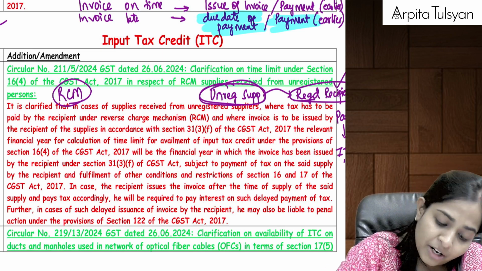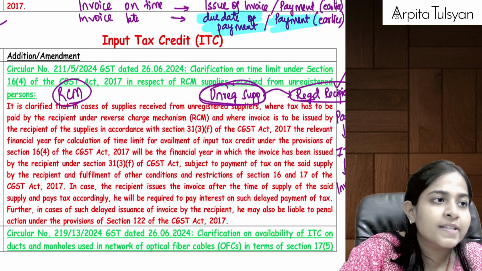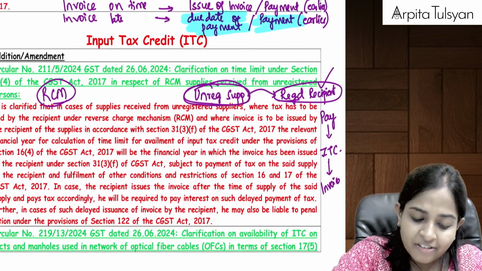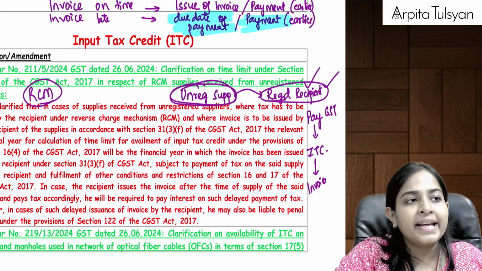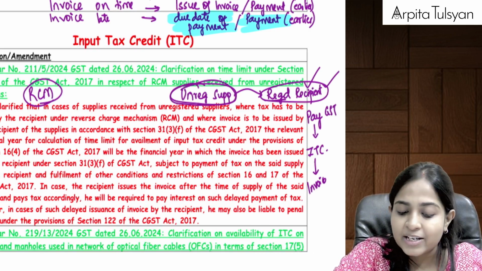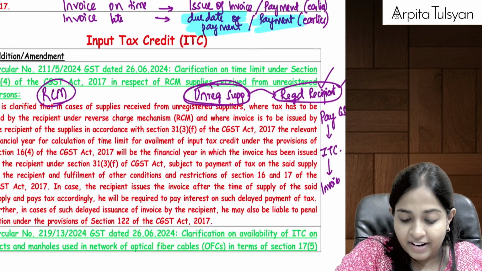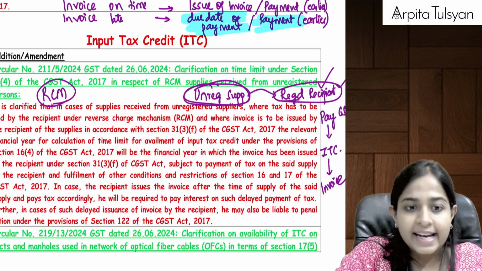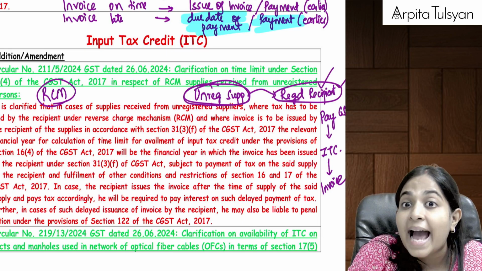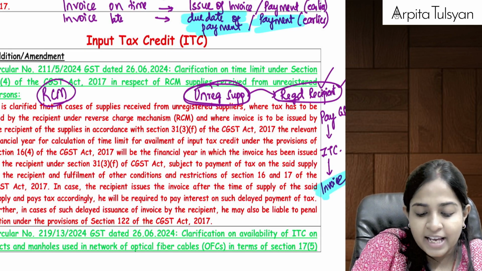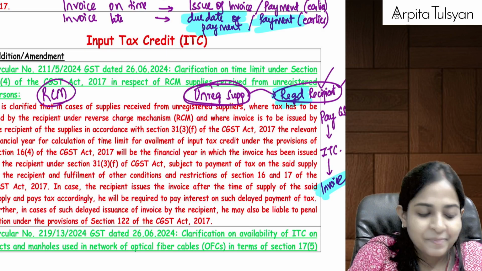Okay, now, for taking the ITC, can we say invoice is required? Yes, again I will repeat, this registered recipient will pay the GST. After paying the GST, it will take the ITC on the same, and whenever we are taking the ITC, we need the invoice. So here, proper tax invoice will be issued by whom to whom? Proper tax invoice can be issued only by a registered person, right?